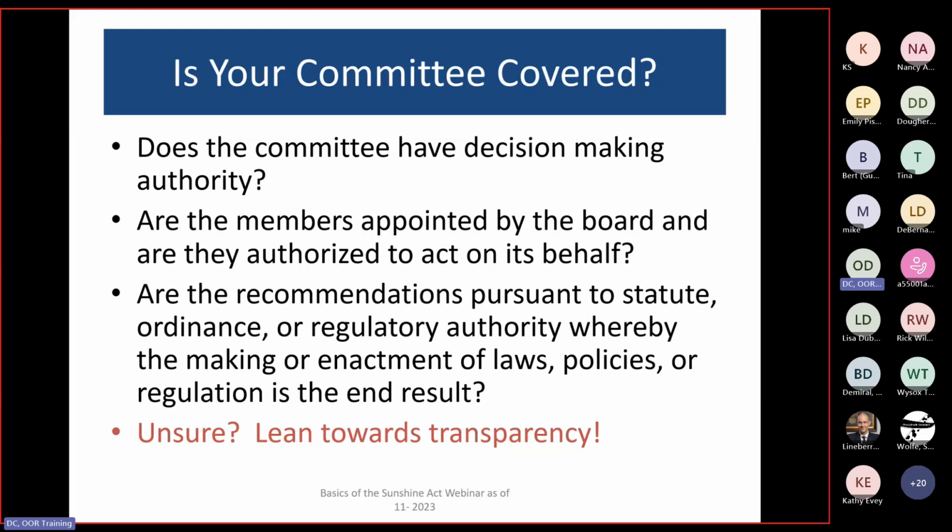First off, and this goes back to what we were just talking about, does the committee have decision-making authority? And again, you might be thinking, well, why wouldn't a committee have decision-making authority? Well, in some cases, they're just appointed to go out and gather information. You know, we don't want any recommendations. We don't want any decisions. We just want you to come back with information for us. Okay, in that case, they would not be subject to the Sunshine Act.